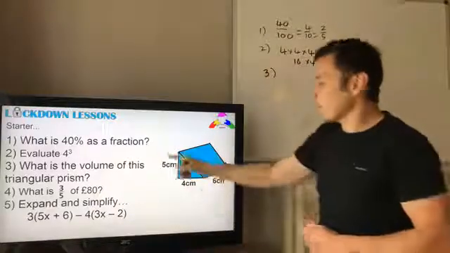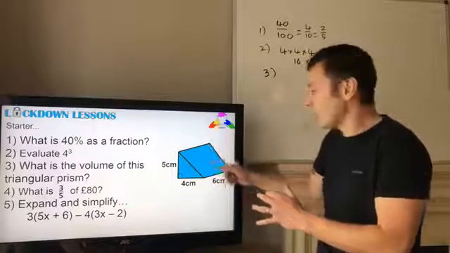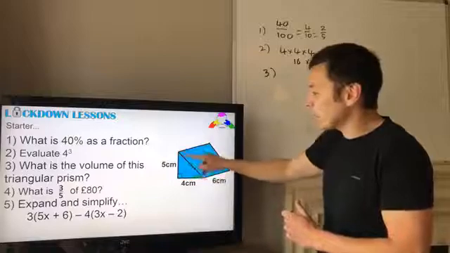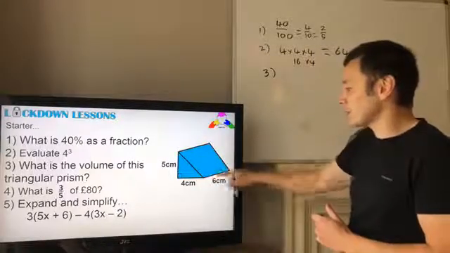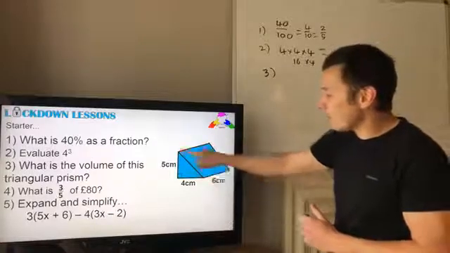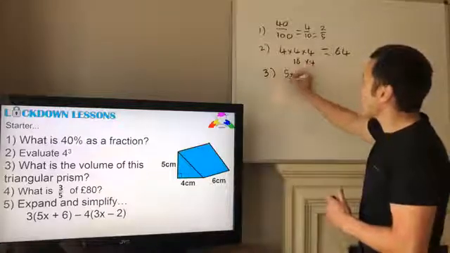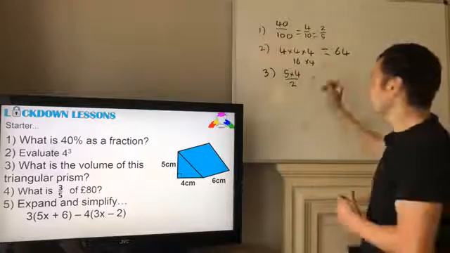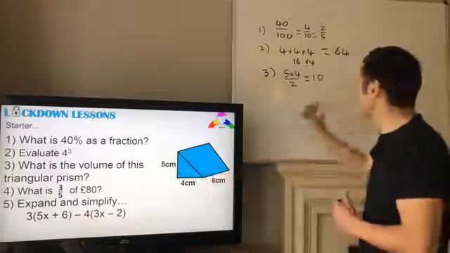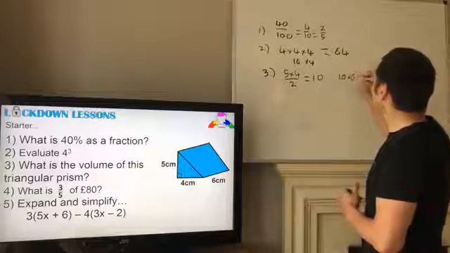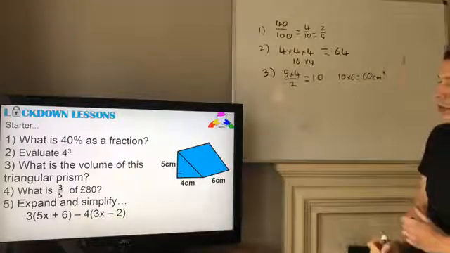Question 3. The volume of this prism. To find the volume of any prism, that's a shape where it's the same all the way through. Find the volume of the first face, the kind of the cross-section face, and then times by how many slices you got, so by 6. So the area of this triangle here is 5 times 4, but you've got to remember to halve it, okay, because it's a triangle, so that gives you 10. You are then going to times your 10 by your 6, so 10 times 6 gives you 60. Don't forget your units, centimetres cubed.